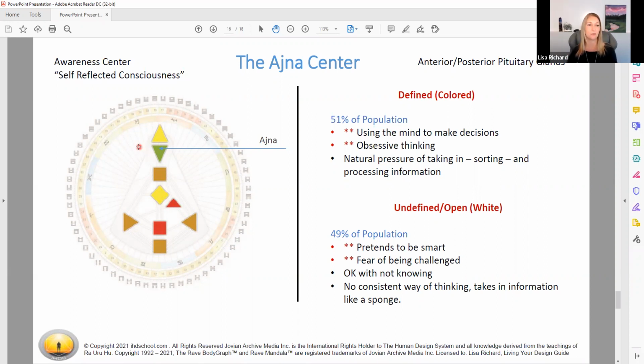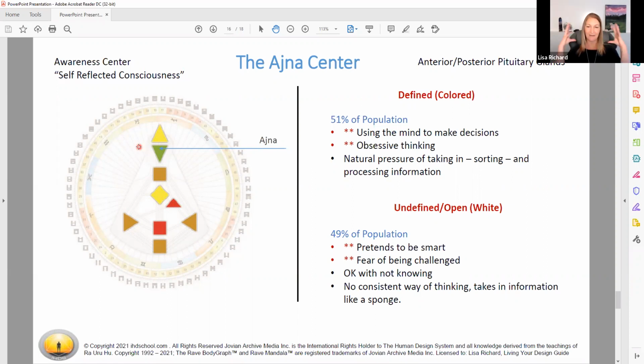When it is right for you, you will have an answer, or you will know that it's okay to not have the answer and to let it go. But relaxing out of that mental mind, trying to think it all the way through. Now, if that center is open for you, if it's white on your chart, and that's 49% of the population, we have a tendency sometimes to pretend to be smart. And I don't mean to imply that you're not highly intelligent, but what is happening is there is a fear in there of being challenged.